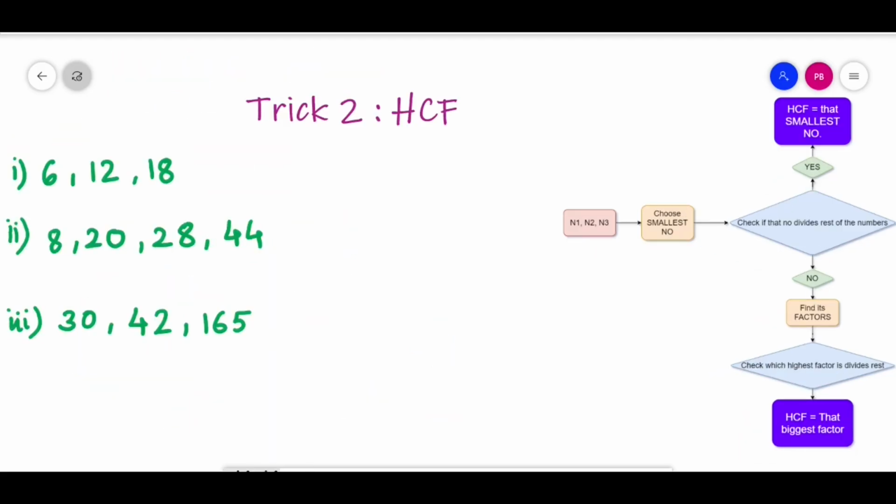Now let's start trick number 2. Again, we will follow this flow chart. This flow chart is different from the first one. So let's go one by one. First question, 6, 12 and 18. These are three numbers. Choose the smallest number.